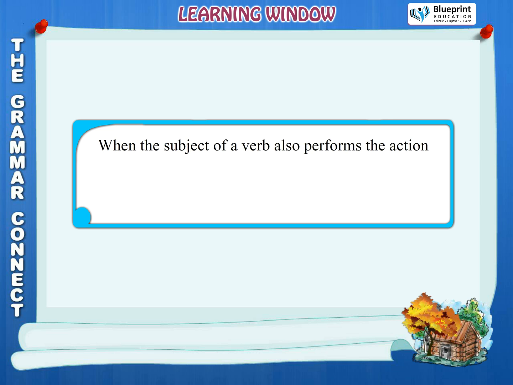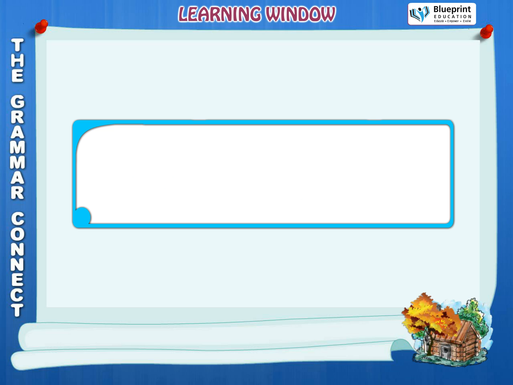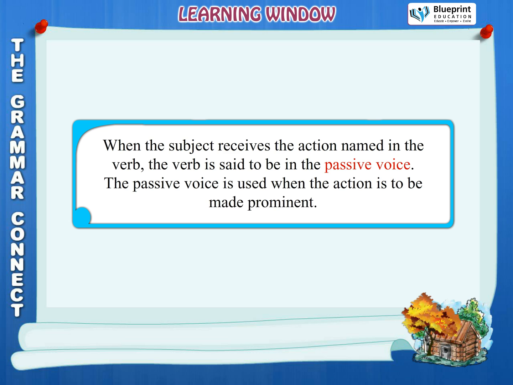When the subject of a verb also performs the action named in the verb, it is said to be in the active voice. The active voice is used when the agent or the doer is to be made prominent. When the subject receives the action named in the verb, it is said to be in the passive voice. The passive voice is used when the action is to be made prominent.